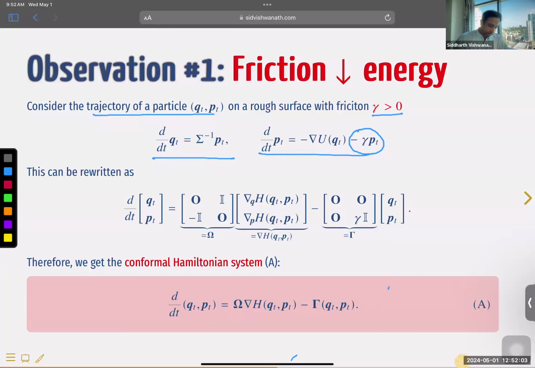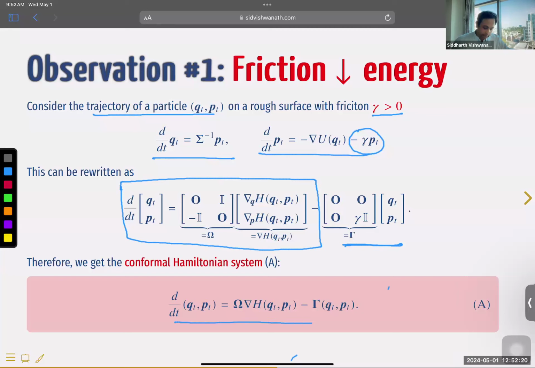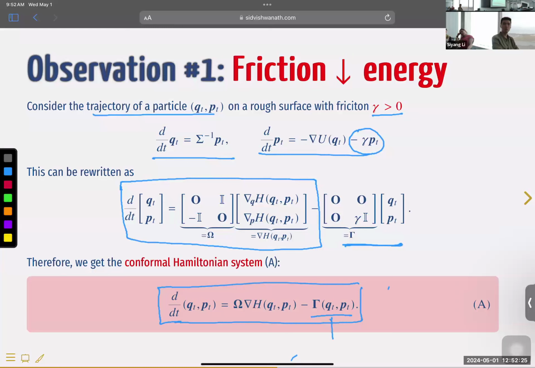So this is the usual Hamiltonian ODEs that we were looking at previously. The only difference is that there's this additional term over here. That's the damping that is introduced by friction, and this gives you a concise representation, where this is the contribution of friction. So this differential equation, or the Hamiltonian system that this dynamics belongs to, is known as a conformal Hamiltonian system.